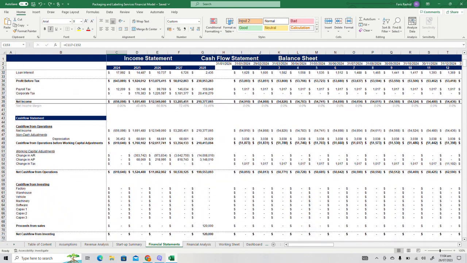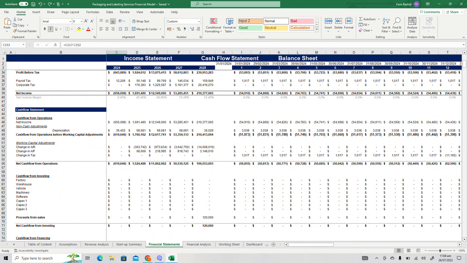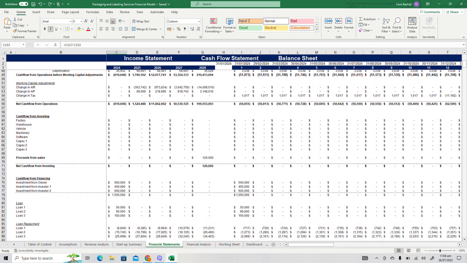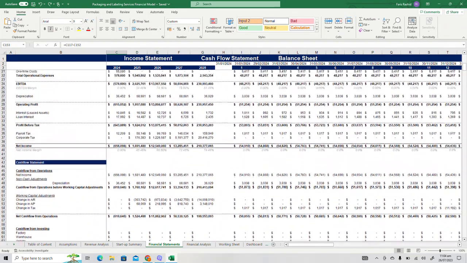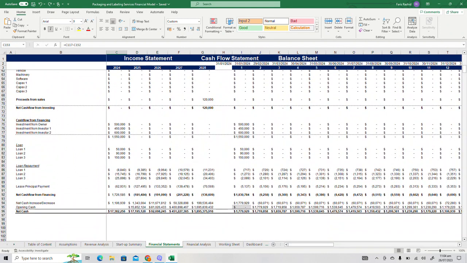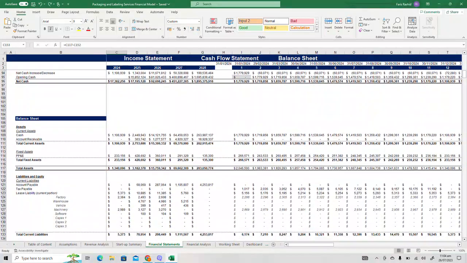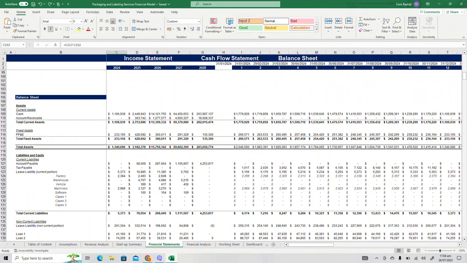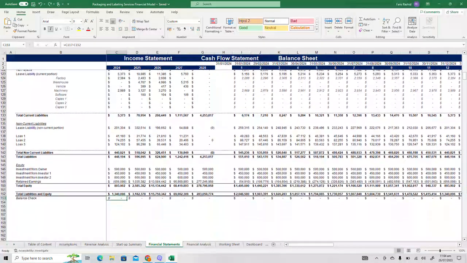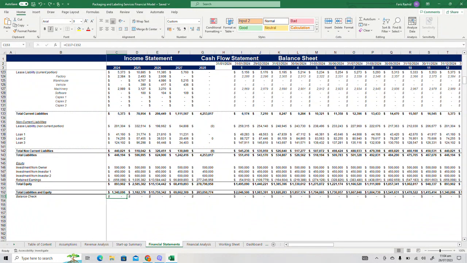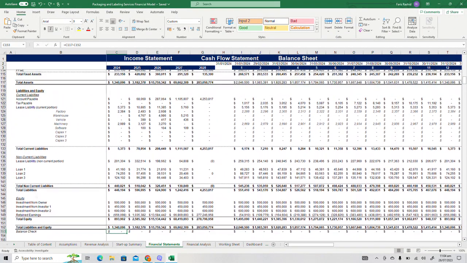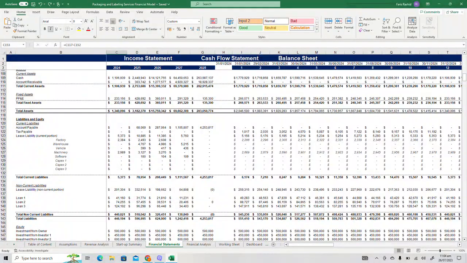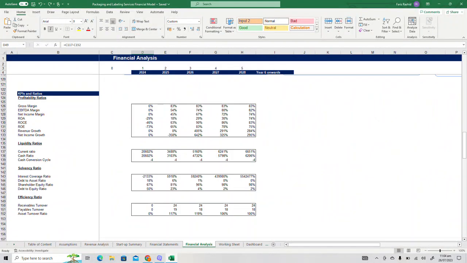Then comes the cash flow statement. The cash flow statement tells you about the cash inflows and outflows of the company from its operations, investments, and financings. It is also based on 5 years and monthly basis. Then comes the balance sheet. The balance sheet tells you about all the assets and liabilities and capitals and their difference. As you can see, this balance check helps you to identify the total assets and total liability and equity difference, because balance sheet needs to be balanced at all cost.